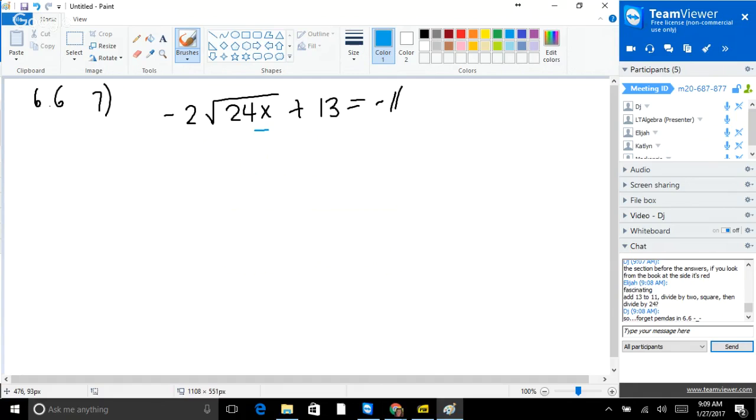Anyway, so you look at this equation, the first thing I definitely want to do is send 13 to the other side, because that's easy, right? It's just hanging out here, plus 13 all by itself. So I want to subtract 13 from both sides. And I am left with -2 square root of 4x. I've gotten rid of my 13, that's good. And -11 minus 13 is going to give me -24.